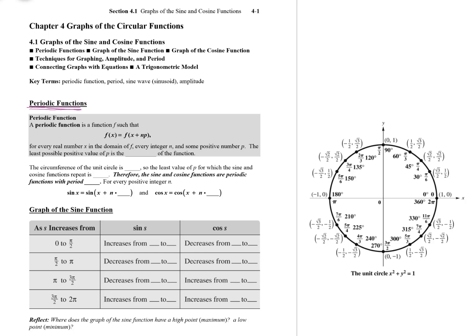Do you see how, if we look at the unit circle over here to the right, once you hit 360, then it's going to repeat. And 360 is equivalent to 2 pi, so after every 2 pi, the function repeats. A periodic function is a function that repeats, and for these functions, it's going to repeat after every 2 pi.